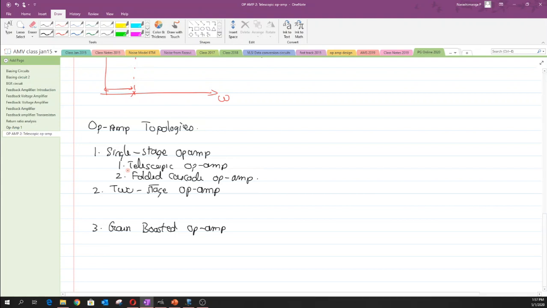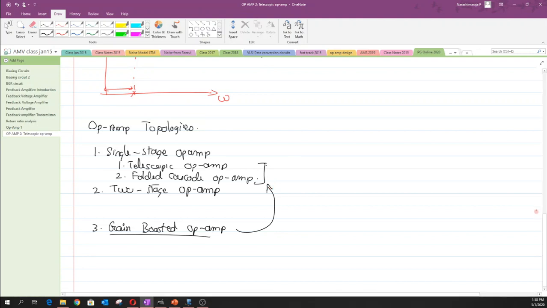Okay. And the last one, which is known as gain boosted op-amp, is not specifically a type of op-amp. One could visualize this gain boosted op-amp as a kind of auxiliary device that has been added onto these two amplifiers. So literally what I am trying to say is that the gain boosted op-amp need not be considered a separate category, but rather it's a kind of enhancement created using auxiliary amplifiers onto these telescopic and folded cascode op-amps to improve the output impedances. Okay.